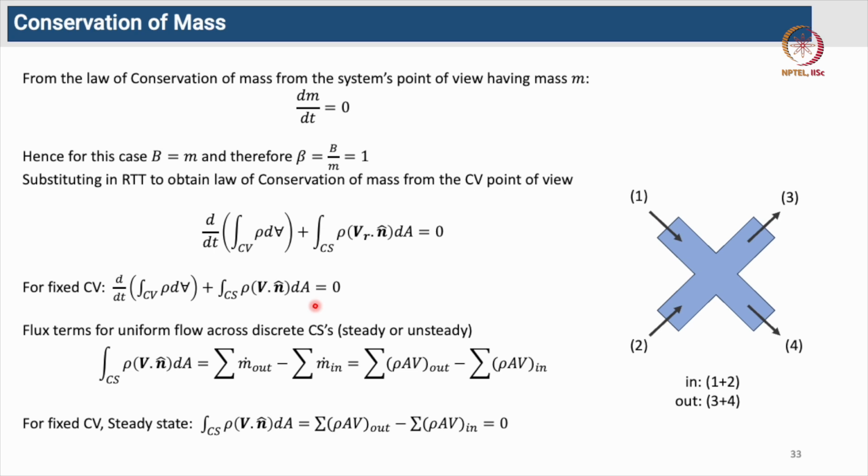Now there are two inlets, two outlets, so it just becomes rho A V. So rho times A times velocity, minus whatever is going out plus whatever is going in. So for a fixed control volume at steady state, this is the equation that you have that is actually going on. Okay, for a fixed control volume.